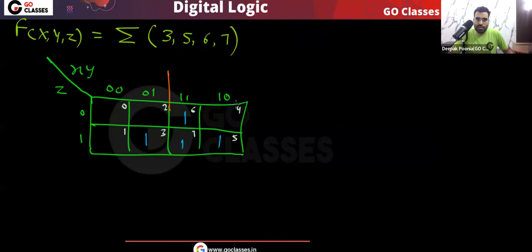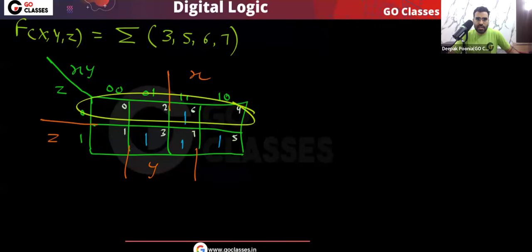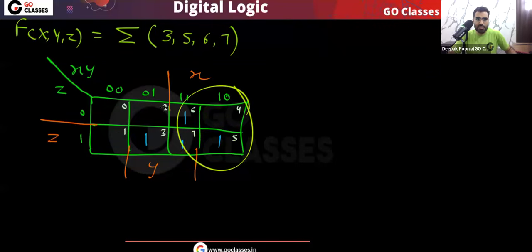You can see in these two columns this variable x is 1, so this is the area of x. In the middle two columns the variable y is 1, so this is the area of y. And this is the area of z, because in the second row the variable z is 1. So this is the area of z, this is the area of z bar, this is the area of x, this is the area of x bar, and this is the area of y. The first and last column is the area of y bar. Okay, very simple.